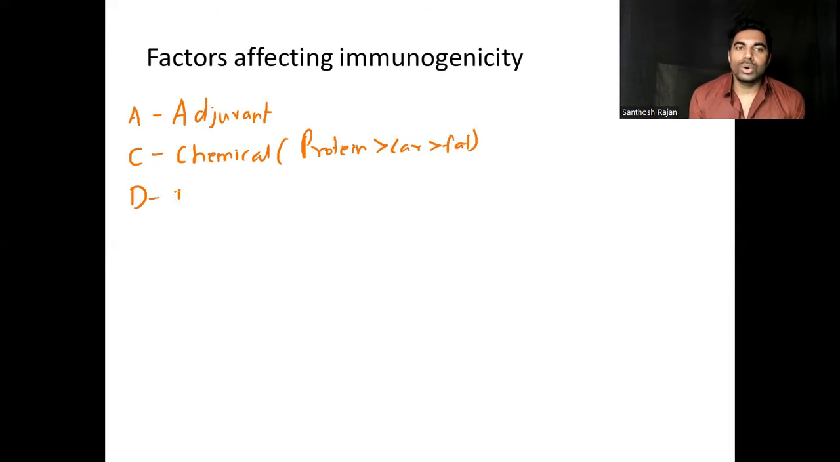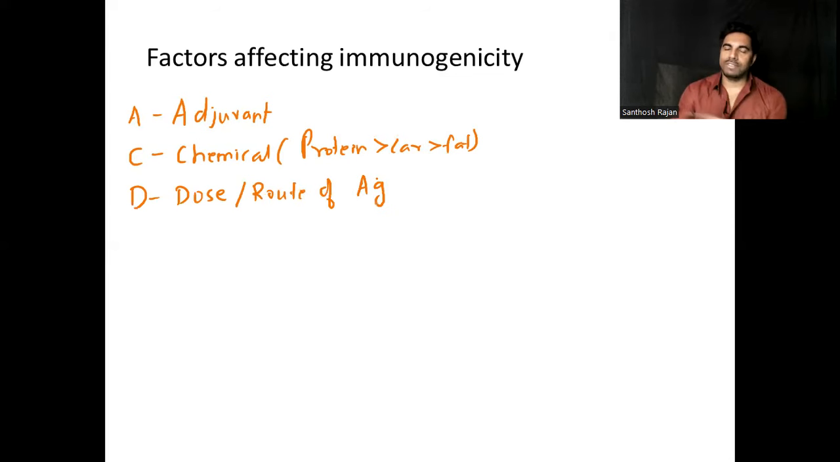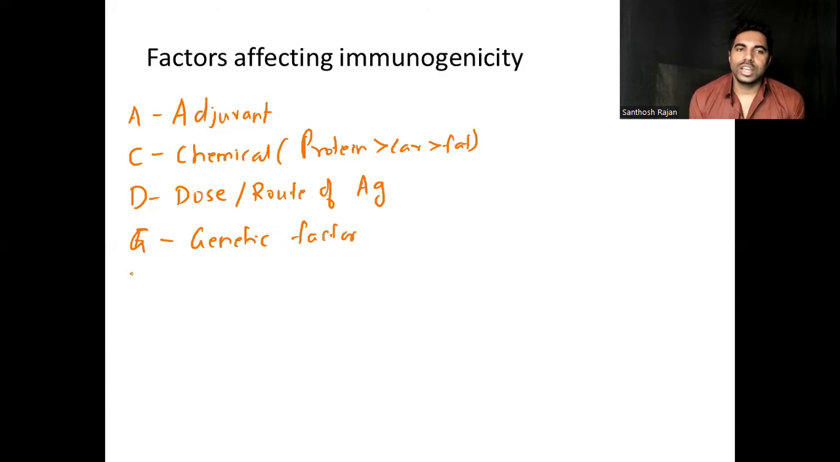A, B, C. D for the dose. The dose of the antigen entering is important. And the route of the antigen entering, either it's going by IV injection or nasal or oral. Example, vaccine. Vaccine is a type of antigen, right? Then the other thing is F. I would go with G. G is more important. Genetic factor is very important. H, heterophile. We have two antigens that can have the same structure.